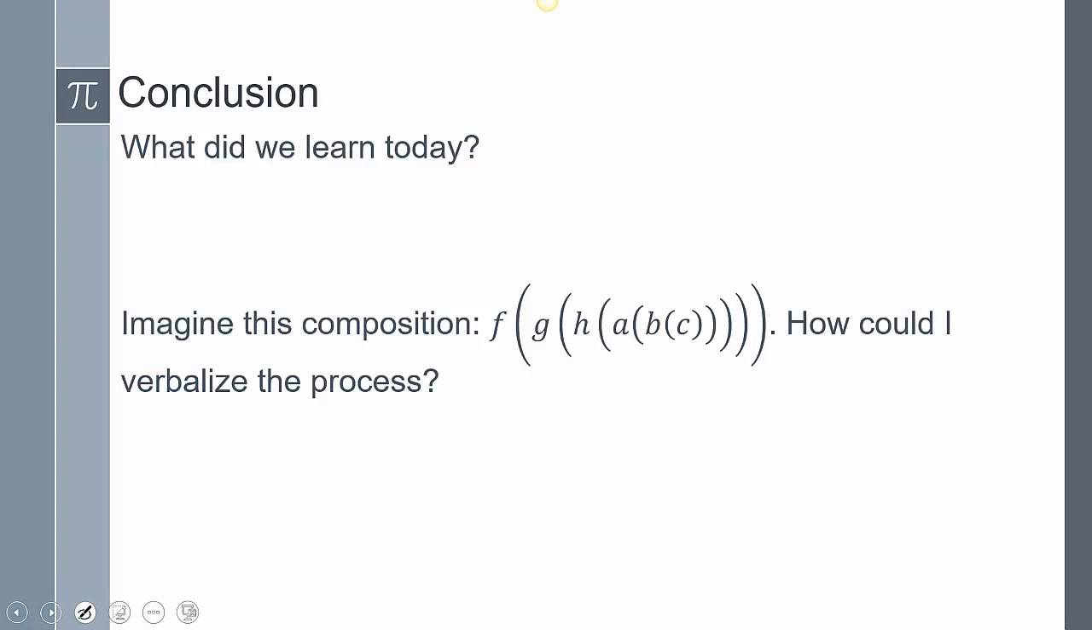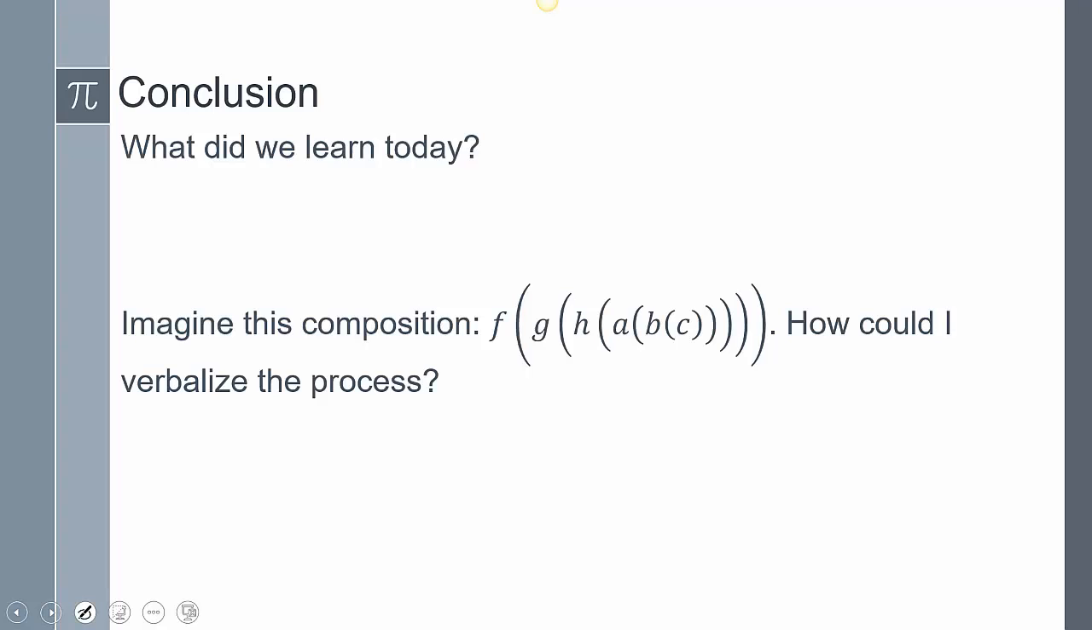Now in conclusion, start thinking about some of the things that we learned today. It's okay to pause the lesson to think about these things in both of these questions. Some of the things we did learn were the composite of functions and the notation and how to write that. For this last question, it says imagine this composition, f of g of h of a of b of c. How could I verbalize the process? Remember, you can pause here, think the process through, and then verify with the answer.